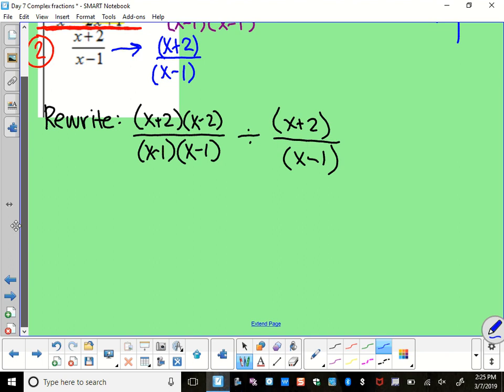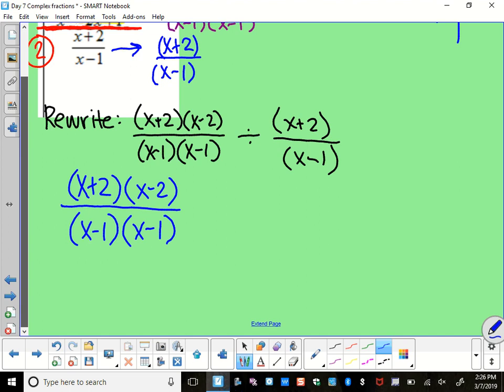If you chose to just skip the rewriting part, you would have x plus 2 times x minus 2 divided by x minus 1 times x minus 1. My sign changes to become multiplication, and then I flip my second fraction. Does that make sense? Okay.